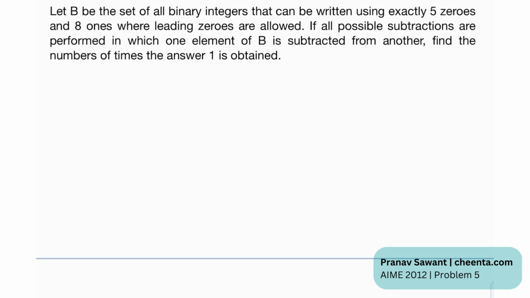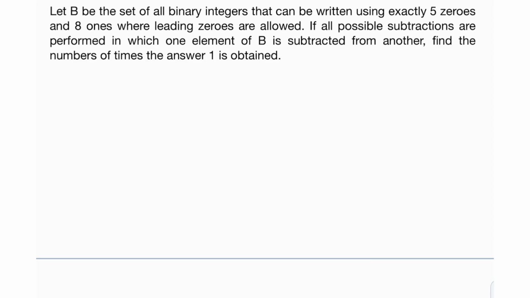So let B be the set of binary integers, base 2 basically, that can be written using exactly 5 zeros and 8 ones. So basically we have, let's say, 13 places, right? So the number has 13 digits, and those digits are obviously 0 and 1, and they're telling us that we have exactly 5 zeros and 8 ones. So let me maybe just write that. So 5 zeros plus 8 ones. So in total, we have 13 places to fill in these digits, right? Where leading zeros are allowed. So you could have 5 zeros and then 8 ones, you could have 4 zeros and then 8 ones and then another 0 at the end. So leading zeros are basically allowed. You can start with 0. There's no restriction upon that.